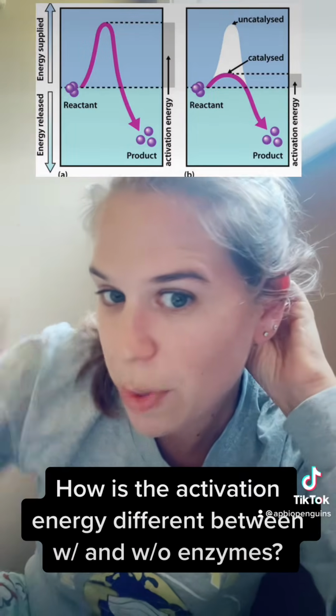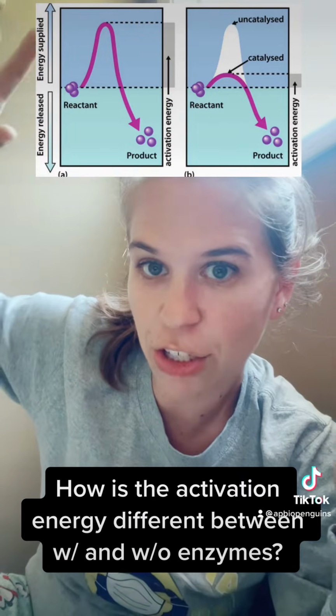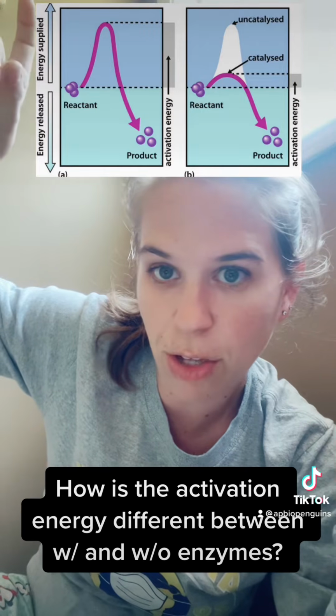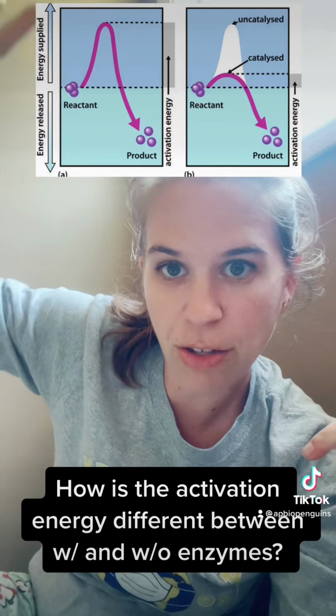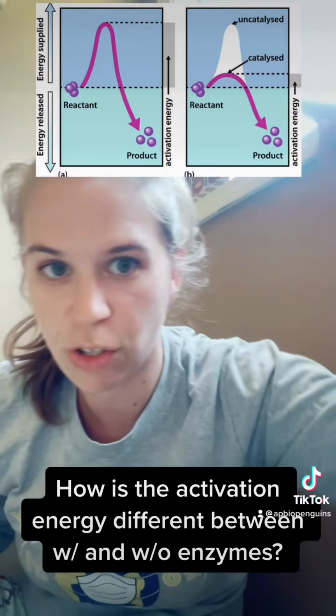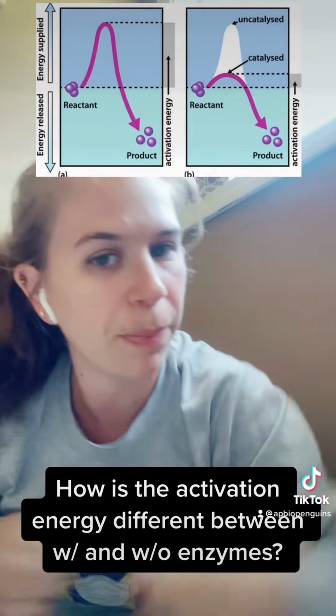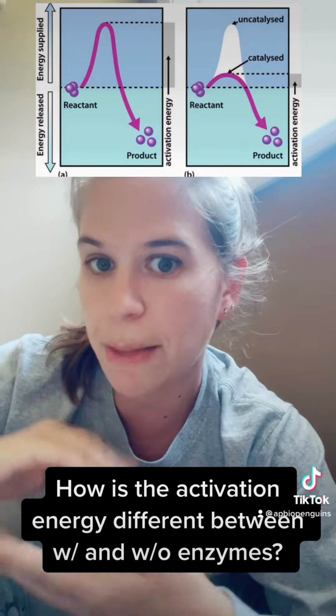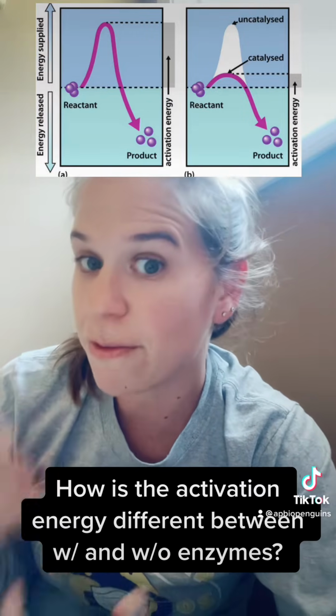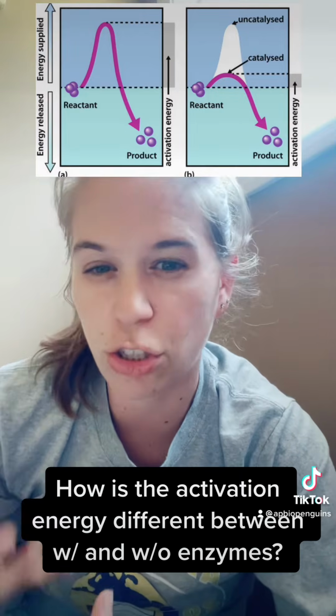Okay, so here we can see that we've got this reaction, right? You can see that above this little dotted line is our activation energy. Without the enzyme, it takes a large amount of activation energy, versus over here, you see that it only takes a little bit. So the enzyme is reducing that activation energy. It's reducing the amount of energy that's required from the environment to get the reaction started.